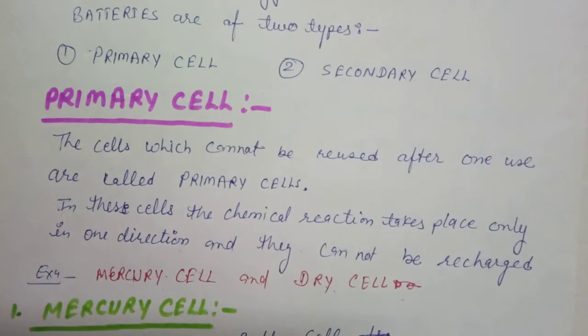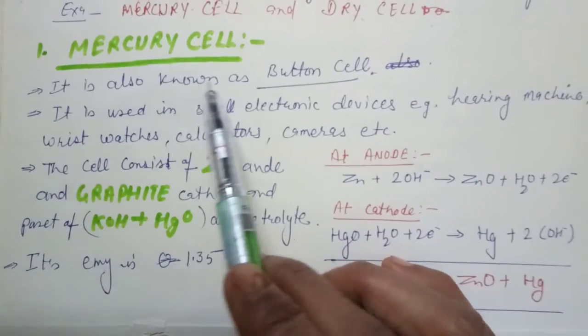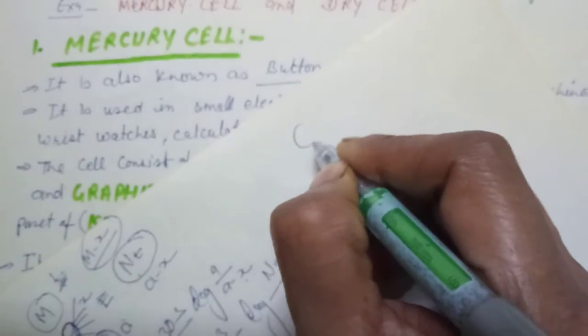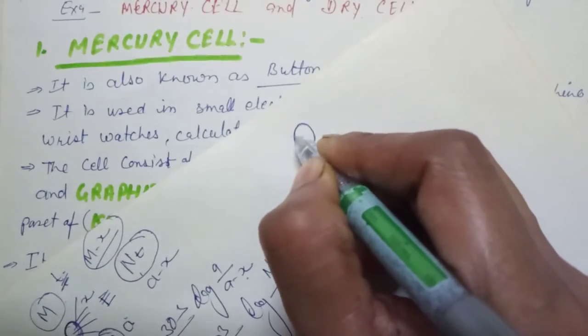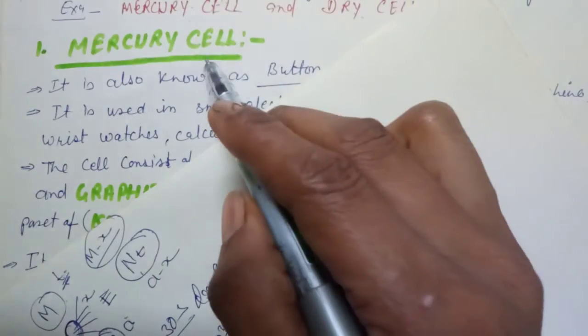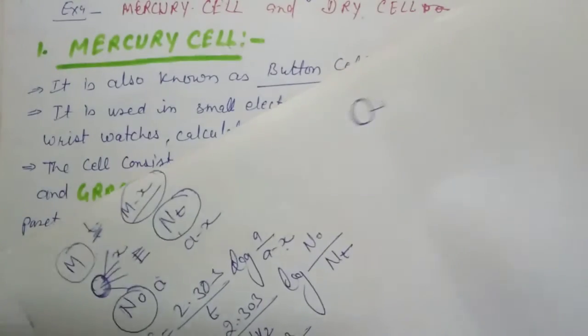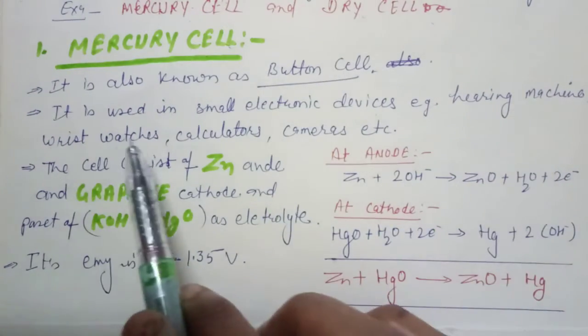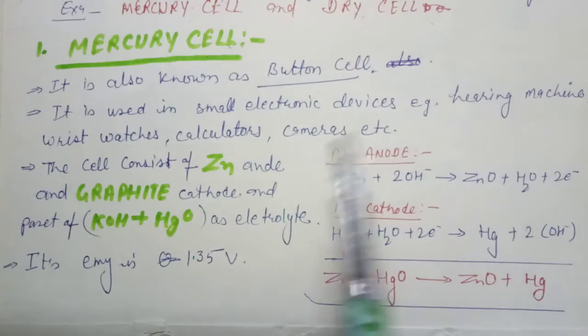First of all, the mercury cell. It is also known as the button cell. As you have seen, a small button-shaped cell is used in a wristwatch. This is known as the button cell or the mercury cell. It is used in small electrical devices like hearing aids, wristwatches, calculators, cameras, etc.